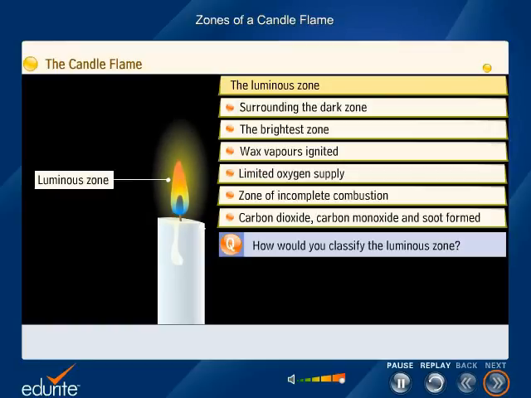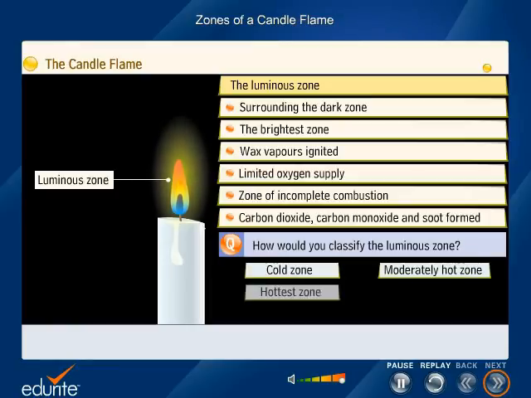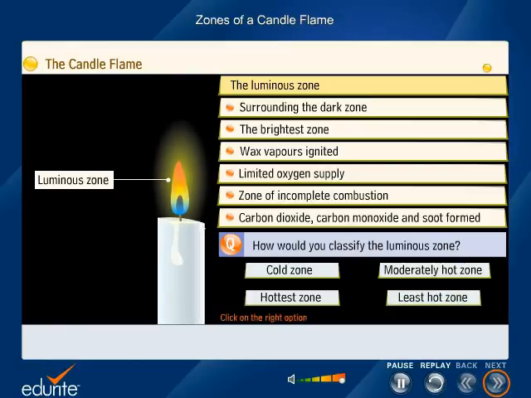How would you classify the luminous zone? Cold zone, moderately hot zone, hottest zone, least hot zone. Yes, this is a moderately hot zone.